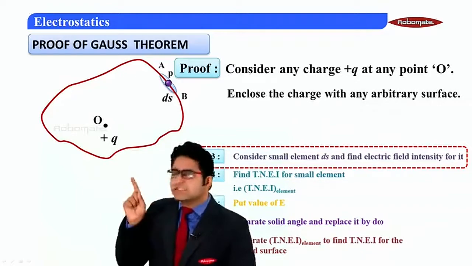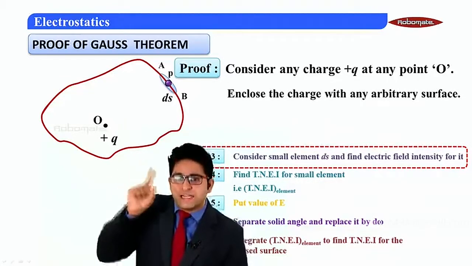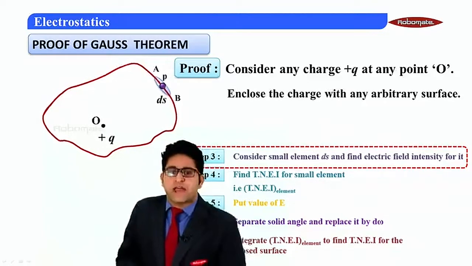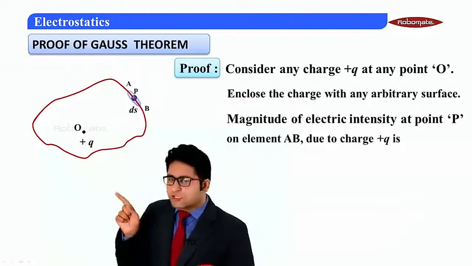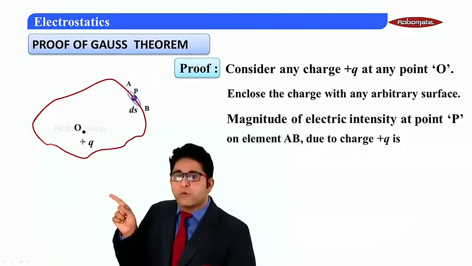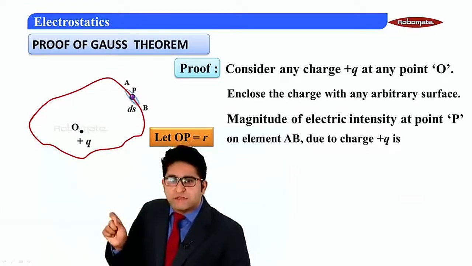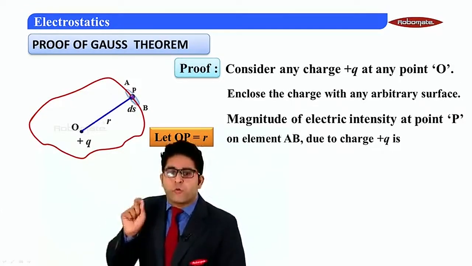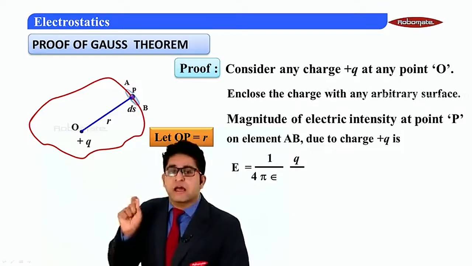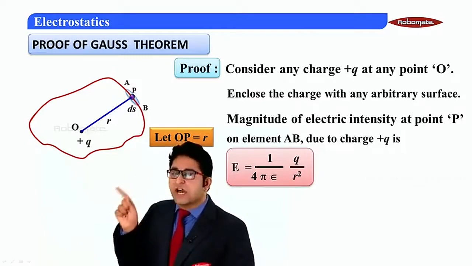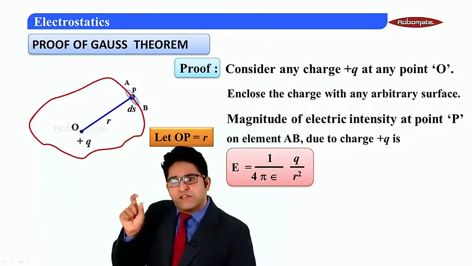Now students, this charge plus q is acting as a source charge and will produce intensity at point P, right? So the magnitude of intensity at point P is given by, first of all, we'll consider the distance between point O and P as r, right? So the formula for intensity will become E is equal to 1 by 4 pi epsilon times q upon r square, where r is the distance between charge plus q and point P. Now students, this element AB is very small.